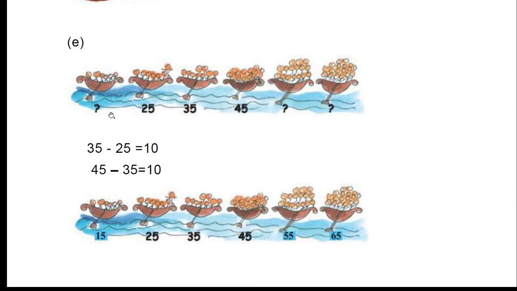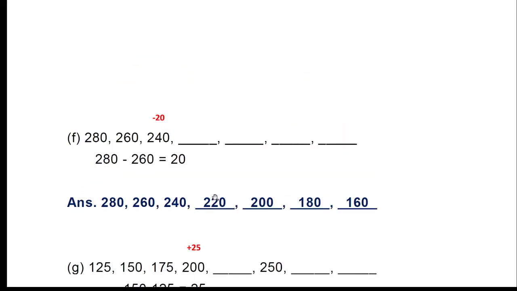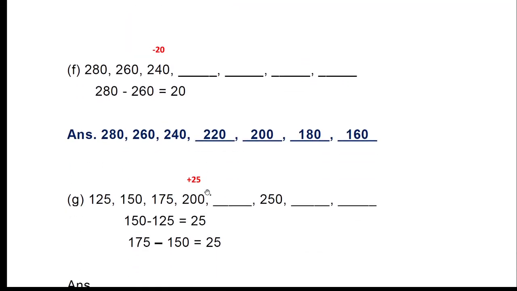Now you have to find this number. So what you will do, you will subtract 10. So 25 minus 10 equals 15. Okay, you can see here in the answer. Now moving to the next question. In the same way you have to do these questions also.